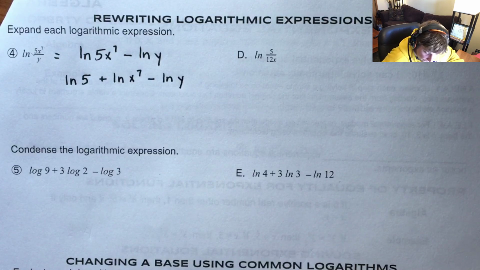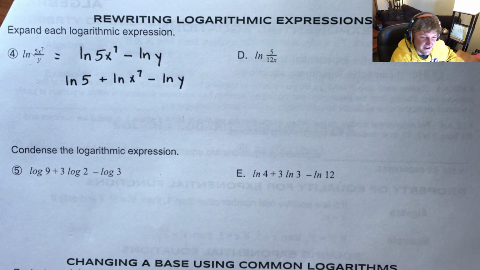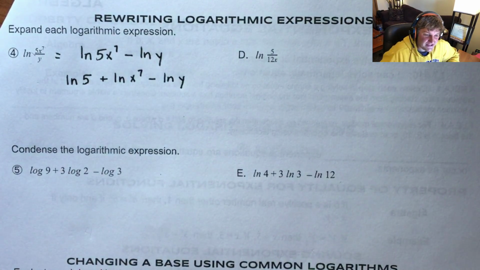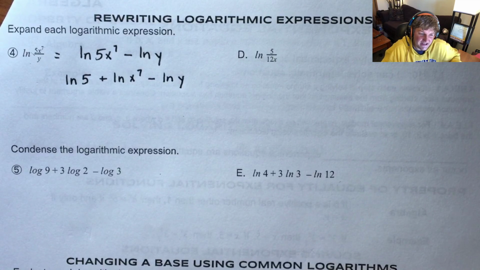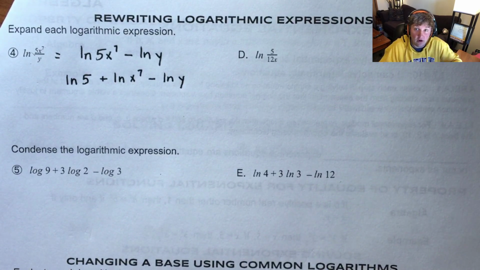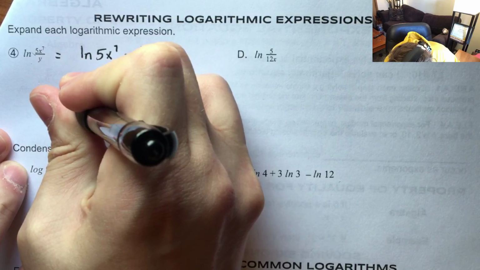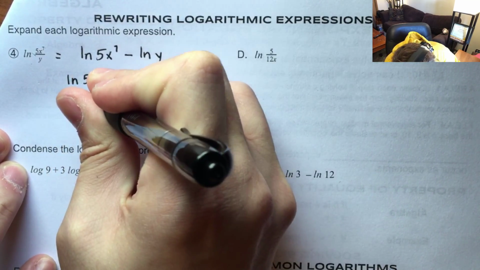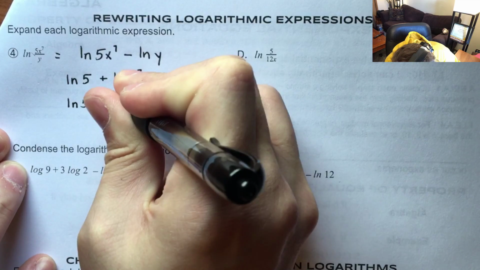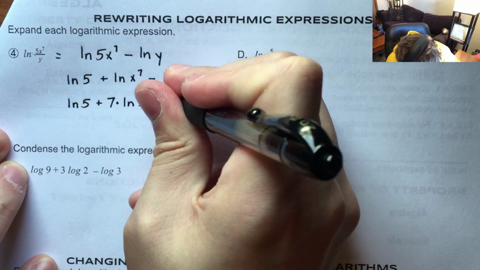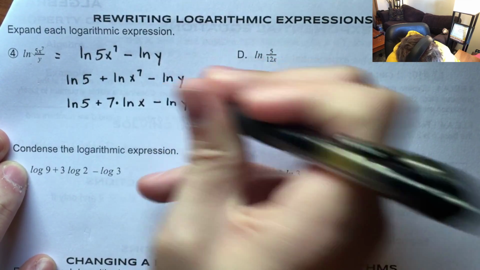Okay. And then there's one more part, as there always is: I'm taking this to the 7th power. And so what I can do is pull that exponent out and multiply it by the natural log of x. So here I have the natural log of 5 plus 7 times the natural log of x minus the natural log of y.